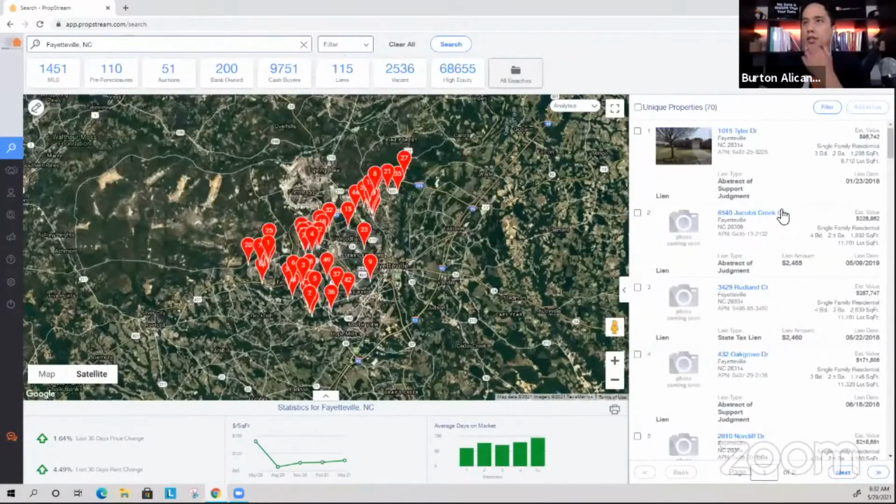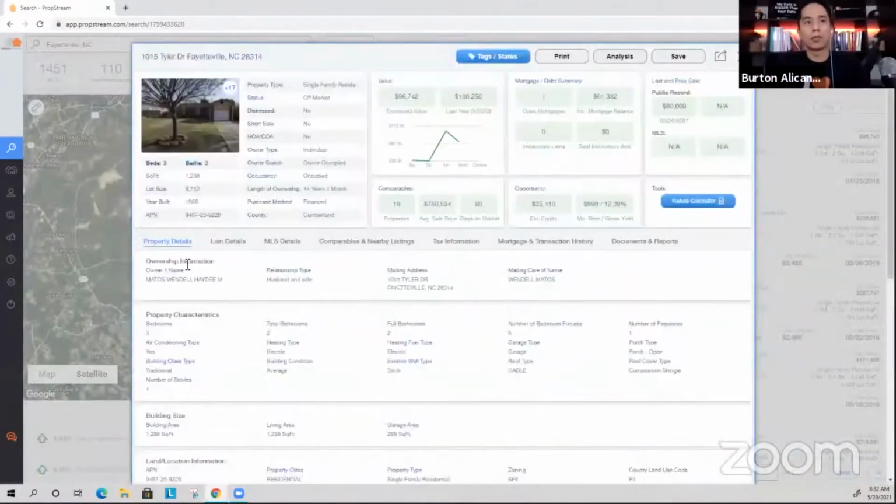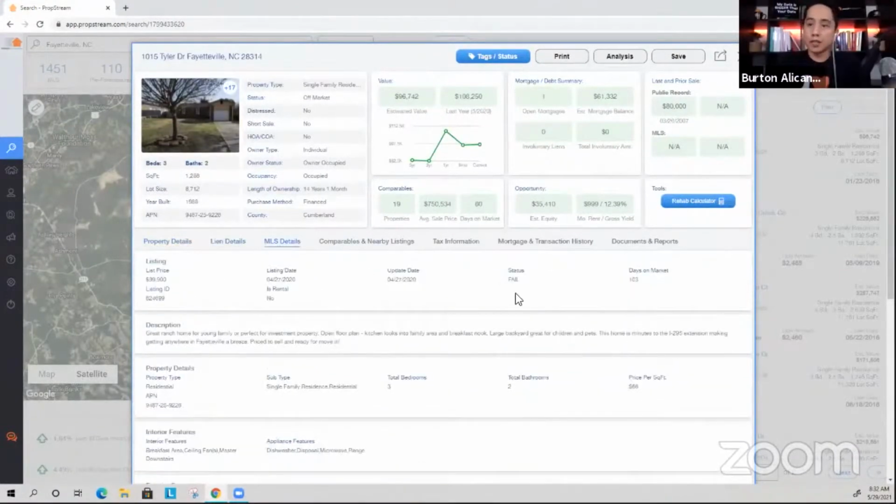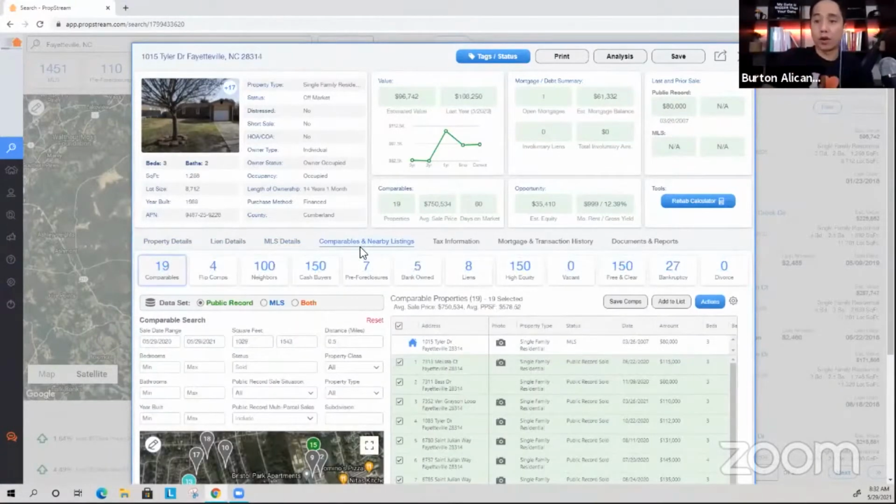So we have our lists, and Tyler Drive calls us, right? Hey, Burton, I got your postcard, I got your voicemail. I called them and, hey, I'm interested in buying real estate. Get them on the phone. So Wendell and I are on the phone, we're talking about the lien, and about the failed listing they had recently. Now I'm going to run comps on the property and make that offer on that property.